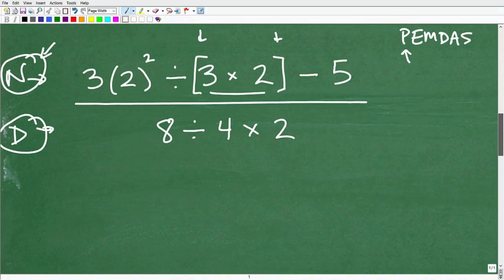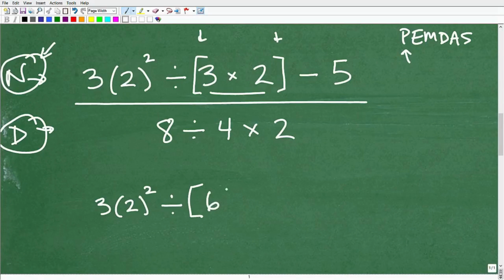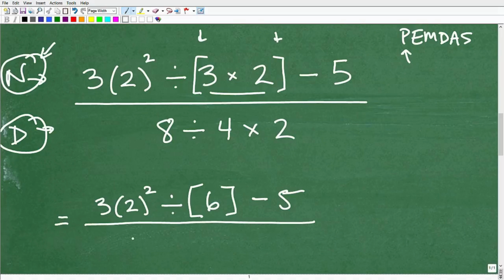And the way I'm going to show that is I'm just going to simply rewrite the numerator, okay? 3 times 2 squared, and be very careful here, divided by bracket. Now 3 times 2, I'm going to do what's inside the parentheses. That is 6, okay, minus 5, all right? So go ahead and rewrite the denominator, 8 divided by 4 times 2.